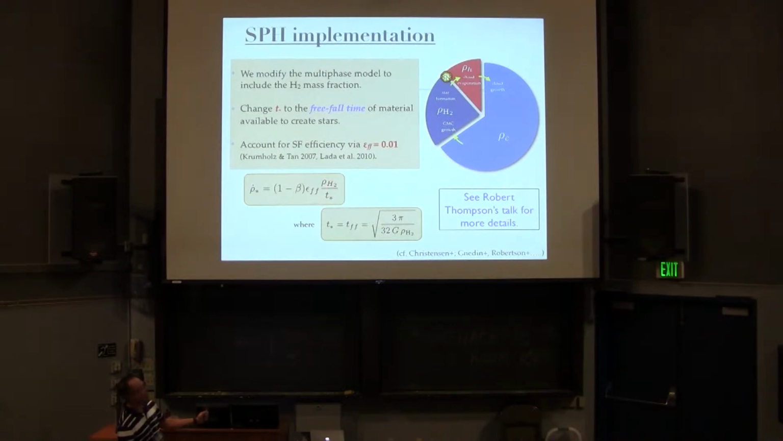And we now divide the H2 density with a certain time scale, which is the free-fall time of the H2 density. Okay? So this simple modification allows us to introduce a natural dependence of star formation on metallicity. And I'll let Robert talk about more details on this.